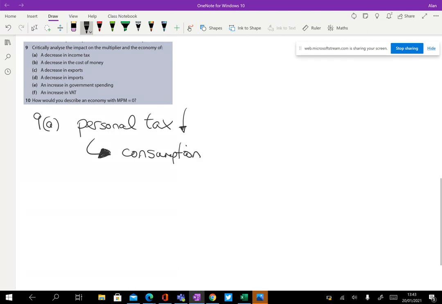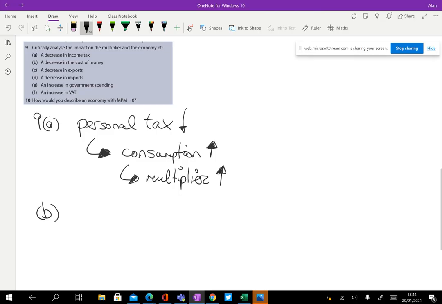If I pay less tax, my consumption is going to go up, which means I'm going to spend more money. I'm walking into shops spending money. What happens to the multiplier? That's all the question's asking you. Is it going to go up or down? Is more money going to be circulating through the economy? It's going to go up. Personal tax goes down, my consumption increases.